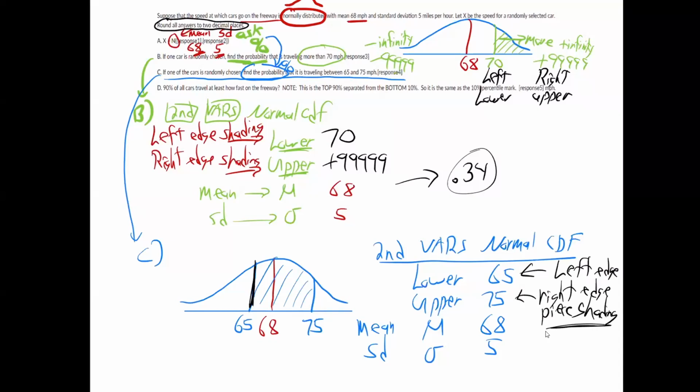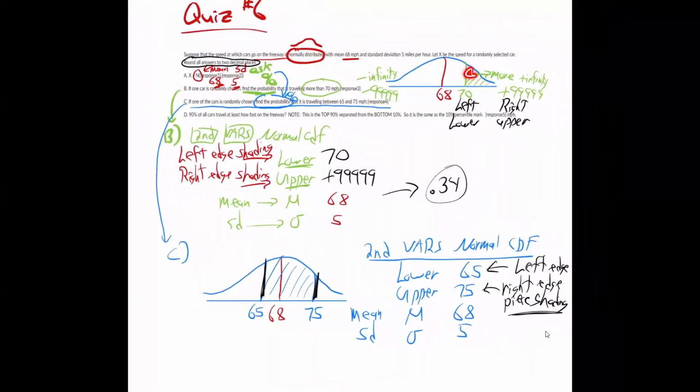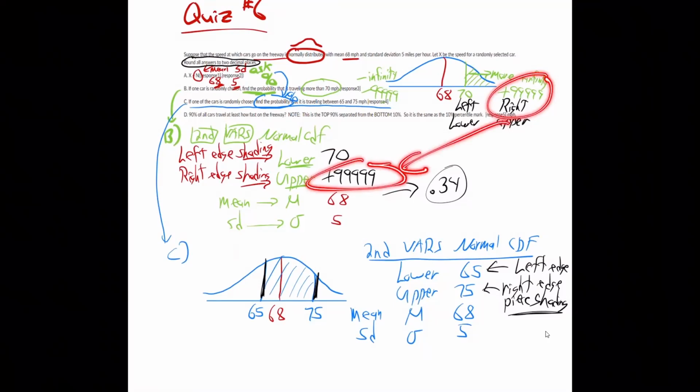Right? Left edge, right edge. So that's easier. Notice the shading on part C does not go right forever nor left forever, whereas back up on part B, it did. Why did it go right forever? Because they just said more than 70. More than 70 could be 10 million, right? That's more than 70, so more than 70 goes right forever. That's why I use the positive infinity, the positive 5 9s. For my right edge, my upper is actually infinity.